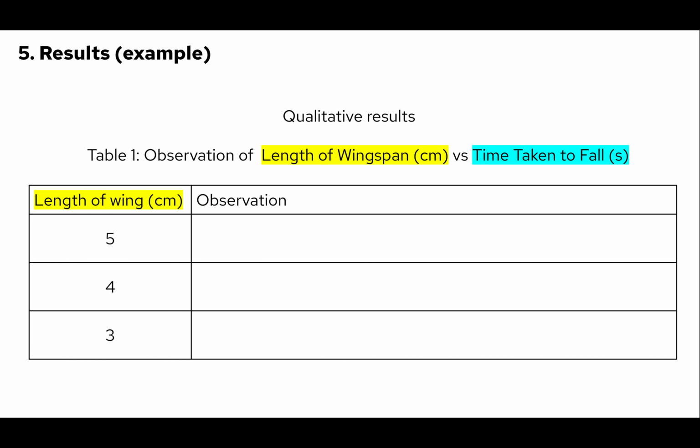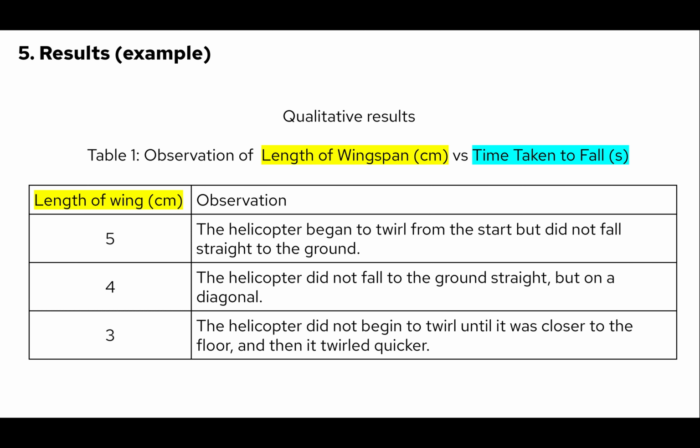And then we're going to include our observations. So when it's observations for this, it's going to be what I saw happen. So I saw that the helicopter began to twirl from the start, but it did not fall straight to the ground. For 4 centimeters, the helicopter did not fall to the ground straight. It went on a diagonal. And for 3, the helicopter did not begin to twirl until it was closer to the floor, and then it twirled quicker. Again, these are things that I see happen.